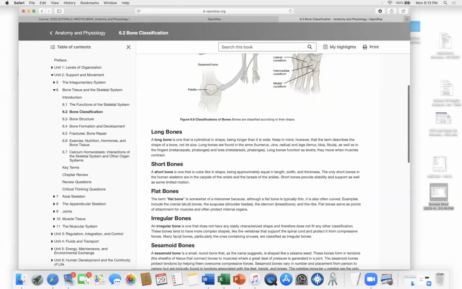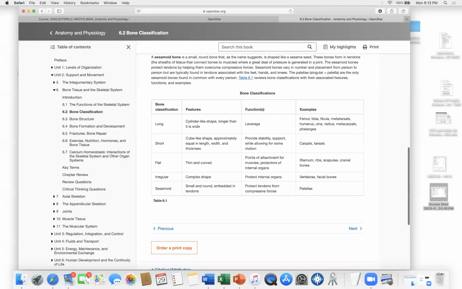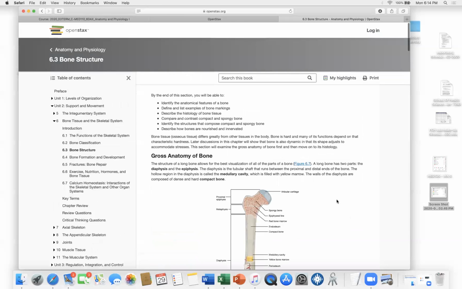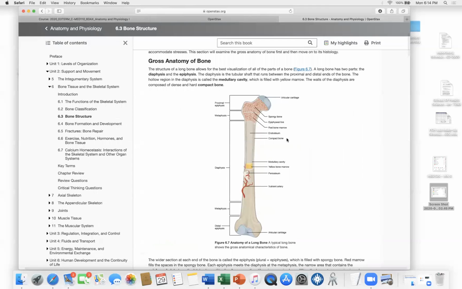Okay, so that's long bones, short bones, flat bones, irregular bones, sesamoid, and there's a nice little bone classification. Okay, nice little chart there with examples. It's the same thing, but in chart form. This is a beaut. Let's slow down and take a really good look at this one.